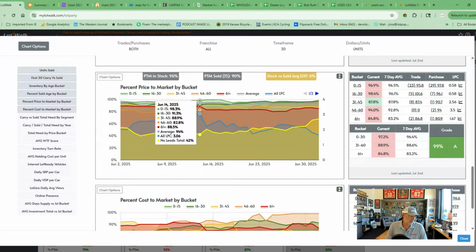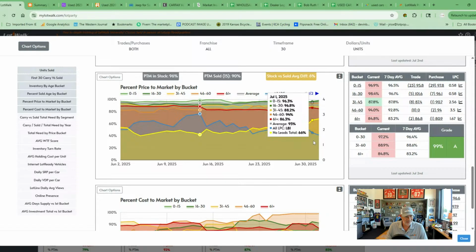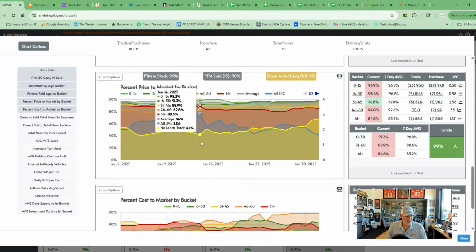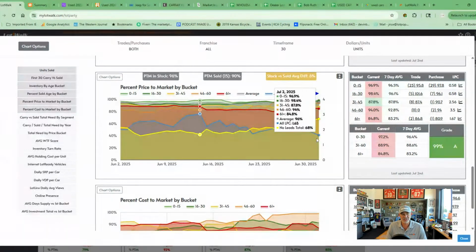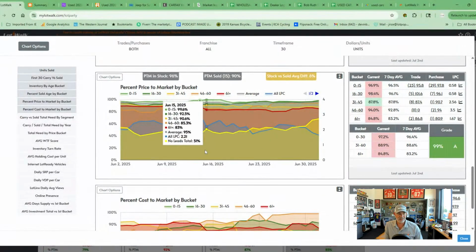So a couple things could be that. It could be a photo percentage and things like that. But again, watch what happened to price to market. He went from 94% to 95, 96%. So now we're talking 68%. He went from having 42% not having leads to now 68% of his inventory not having any leads at all.